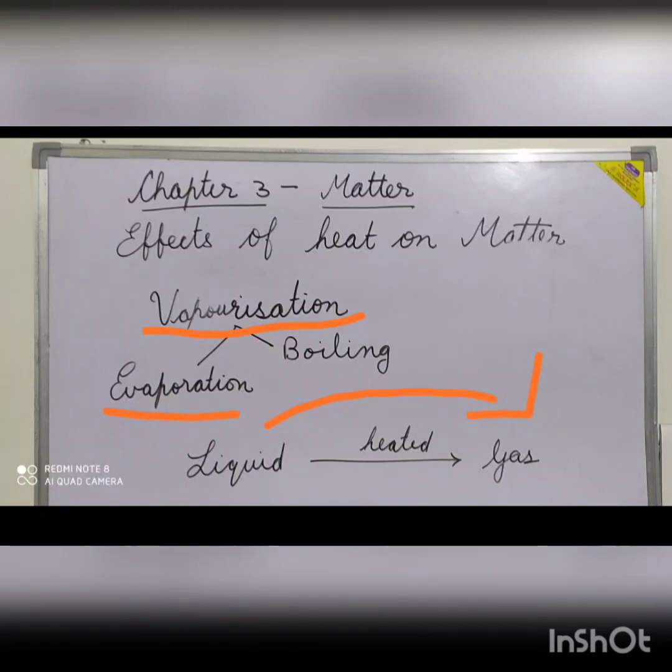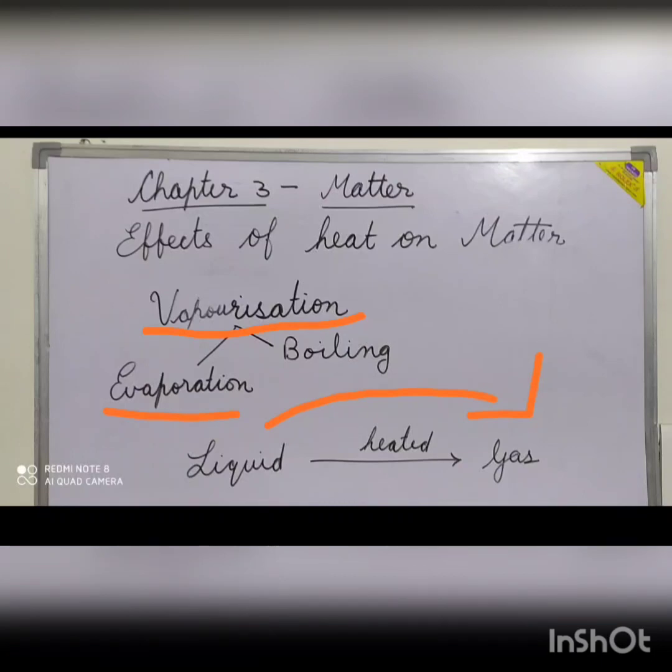Humidity of an area depends on the rate of evaporation. Drying of hair after washing and drying of floor after it is mopped are a few examples of evaporation. We do not require special heating for the evaporation process.